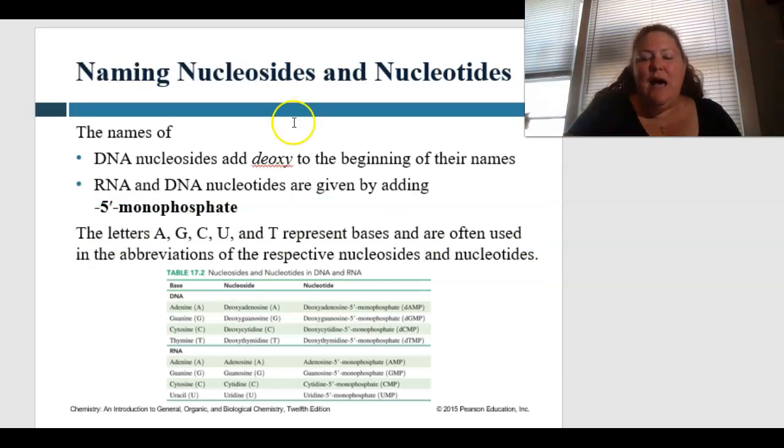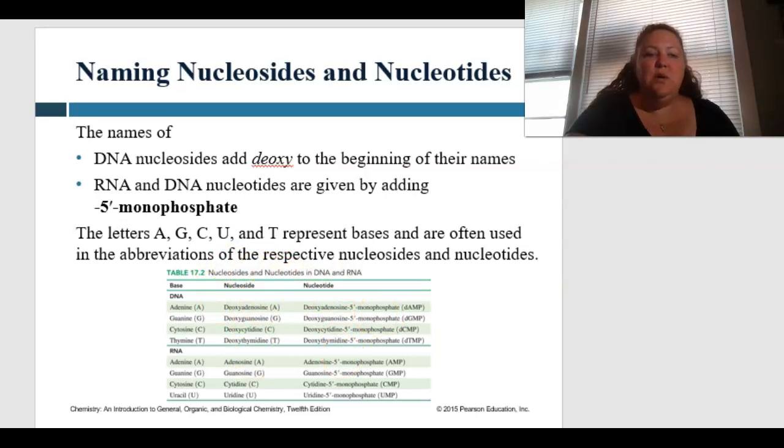So in summary, how do we name nucleosides and nucleotides? The names of DNA nucleosides add a deoxy to the beginning of their names, where RNA and DNA nucleotides are named by adding the 5' monophosphate. The letters A, G, C, U, and T represent the bases, and they're often used in the abbreviations of the respective nucleosides and nucleotides. So you can see here in DNA we have A, G, C, and T, where in RNA it's A, G, C, and U. And then you can see their nucleoside names and their nucleotide names.